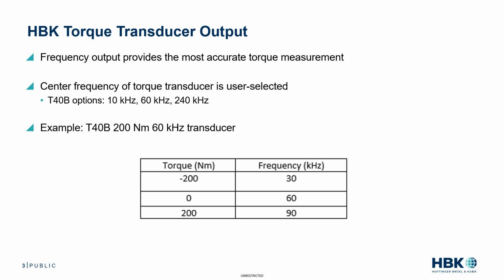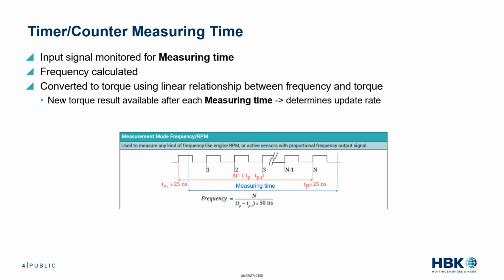So for the example transducer, the frequency at minus 200 Nm is 30 kHz, zero torque is 60 kHz, and 200 Nm is a 90 kHz output pulse train. The power analyzer's timer counter channel calculates the frequency of the input signal over a user-specified measuring time. The measured frequency is converted to torque using the linear relationship appropriate for the sensor. Thus, the timer counter channel calculates a new torque value for each measuring time interval.